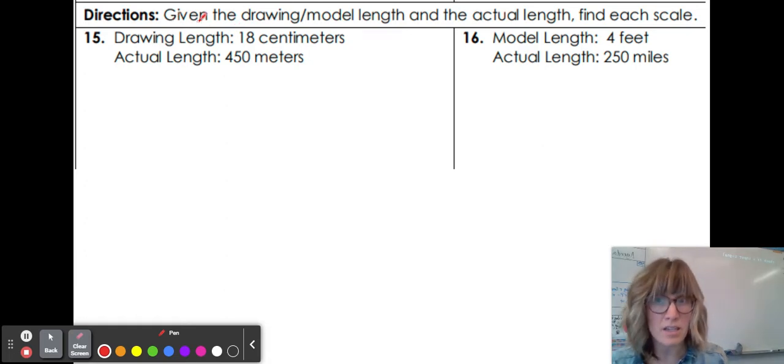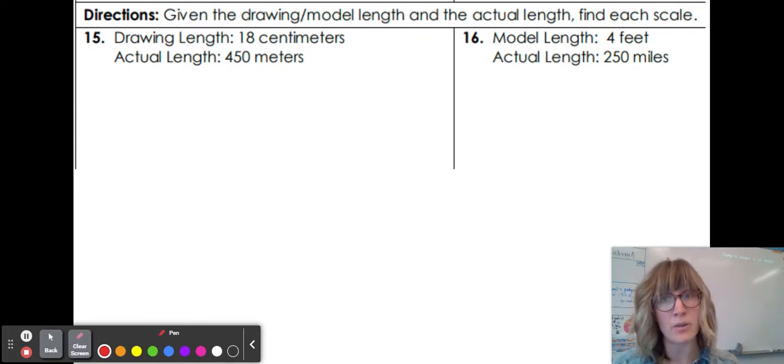So we're going to do a little practice here with using what you are given about a situation, right? With sort of a scale model, whether you're scaling up or scaling down. And in this case, we are given both the model length and the actual length. And our mission is to find what the scale is. How much is it changing by? So in this case, we're going to set it up as our drawing or our model to our actual.